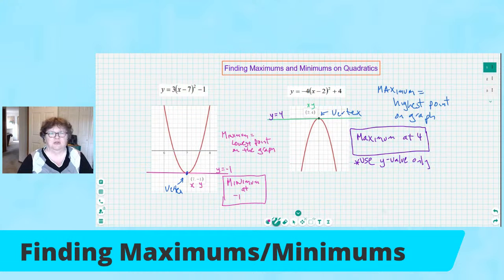So that's nice if you have the graph, and that's cool. You can get it. But I can get the maximum or minimum if I don't have the graph. And I'm going to show you that in a second.